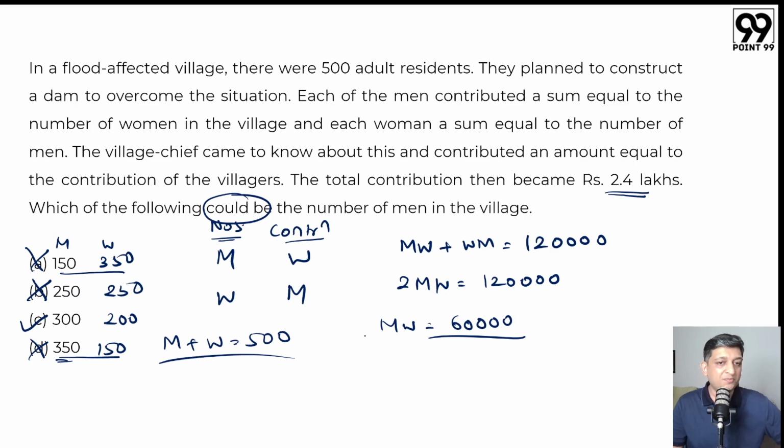So it's better to use options. You can also use observations. I need two numbers to add up to 500 and their product should be 60,000. So what is the split?